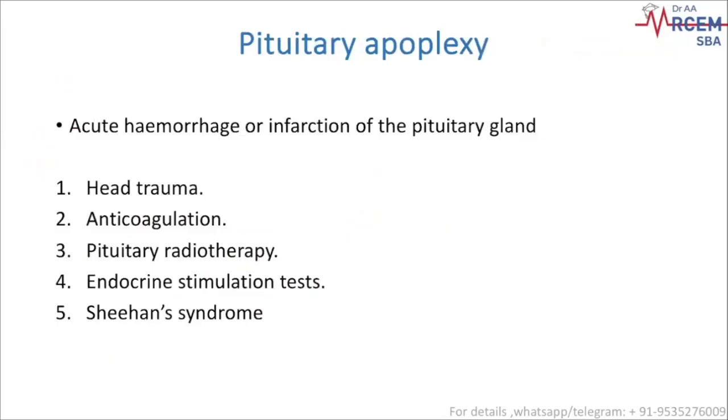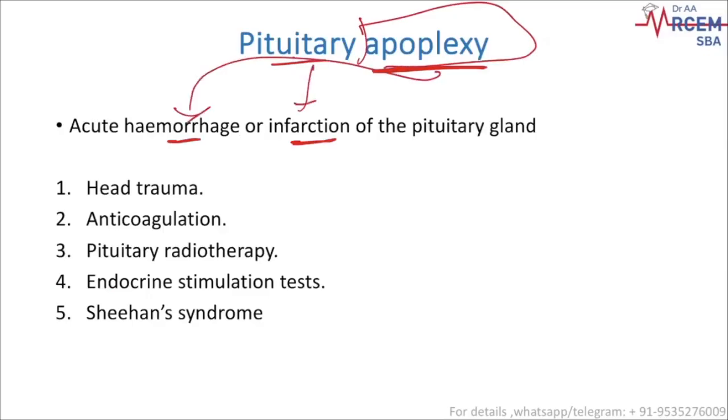Pituitary apoplexy. What is apoplexy? Sudden blood loss. It might be because there is a block and infarction has happened, or there is a hemorrhage which has happened. Sudden blood supply to the pituitary is gone because of a hemorrhage or infarction. It is known as pituitary apoplexy. Pituitary apoplexy itself means hemorrhage or an infarct.